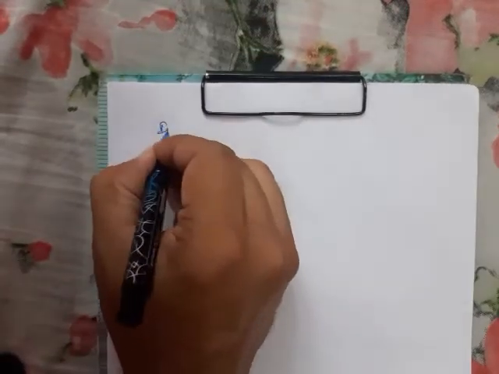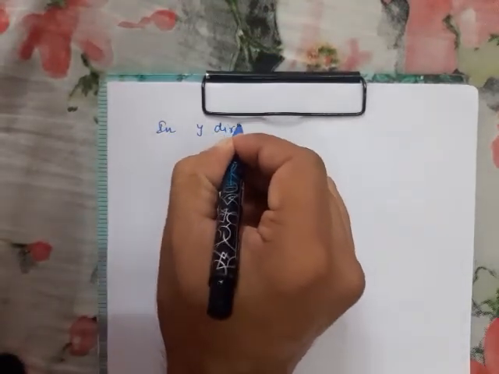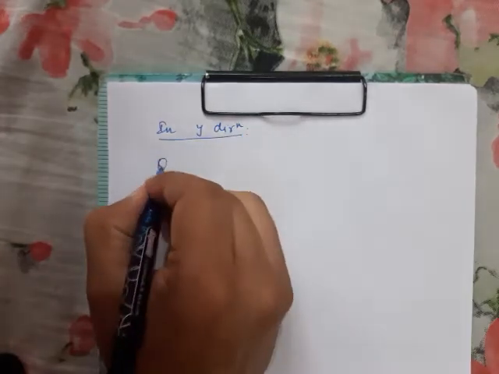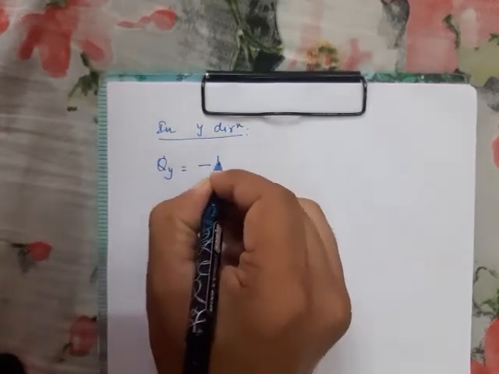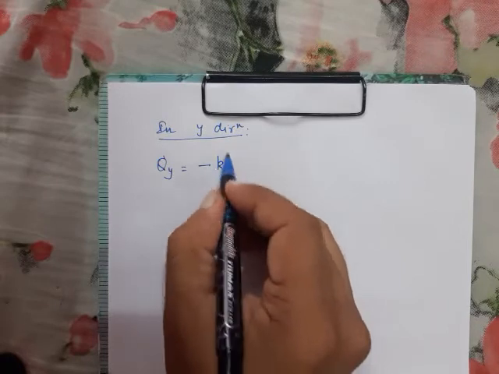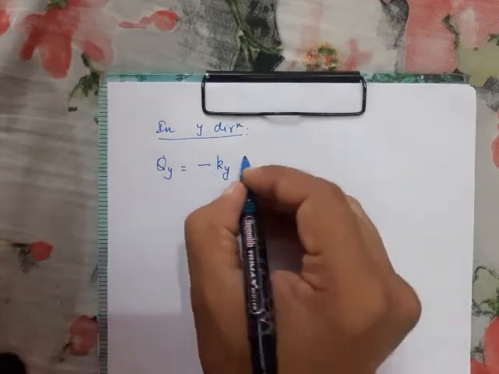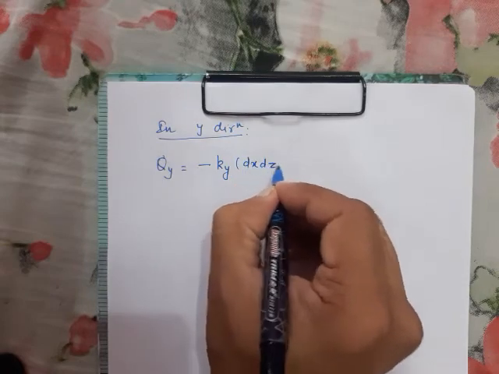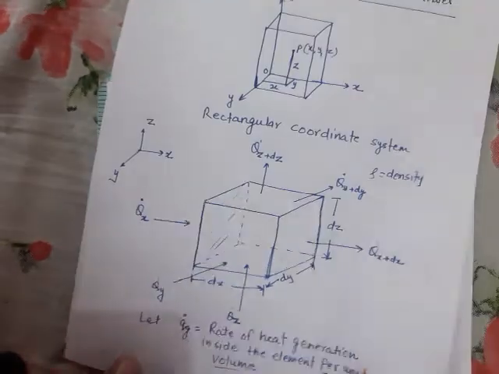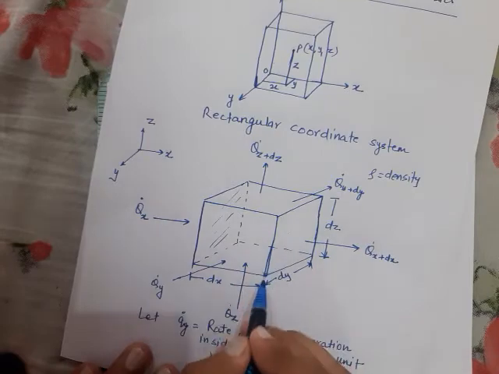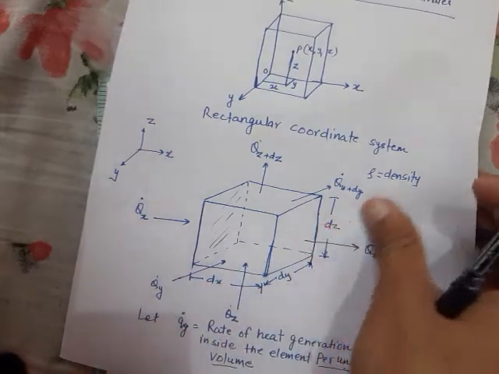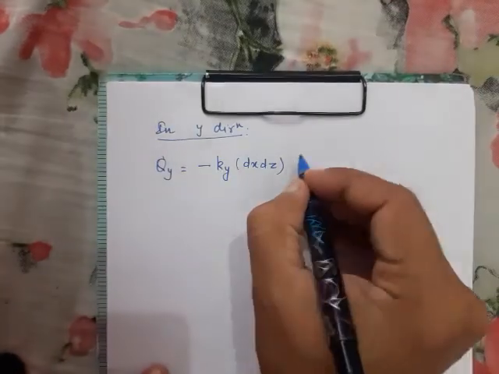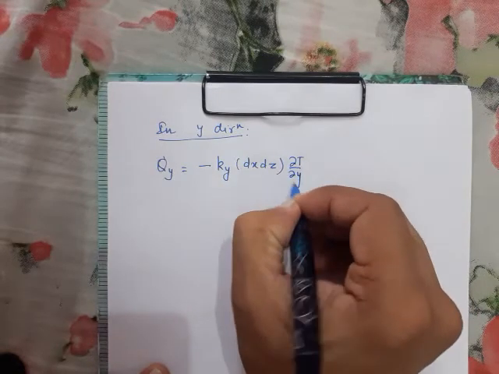Similarly in y direction it can be written as, q dot y first of all would be minus ky. Let ky indicate the thermal conductivity in y direction. Multiply by area. Area would be now dx dz, the area perpendicular to the y direction. Area perpendicular to the y direction is this area, which is dx dz, into del T upon del y.